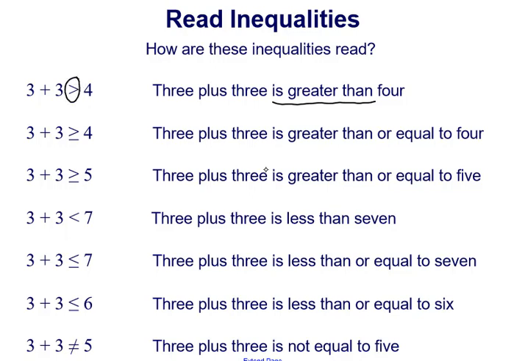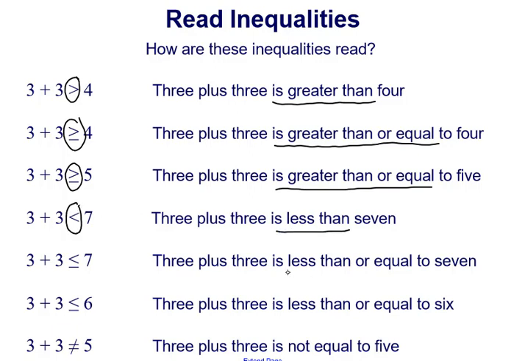For this symbol, we have 3 plus 3 is greater than or equal to 4. We have 3 plus 3 is greater than or equal to 5. These are all true inequalities. We have 3 plus 3 is less than 7. 3 plus 3 is less than or equal to 7. We have 3 plus 3 is less than or equal to 6. And we have 3 plus 3 is not equal to 5. So all of these inequalities are true.